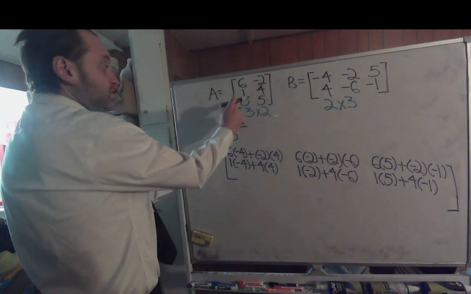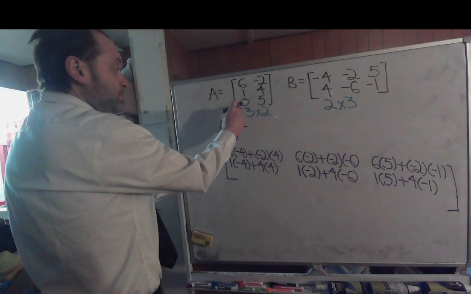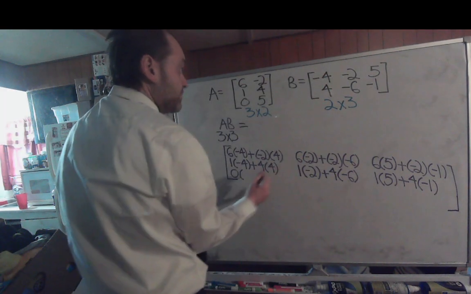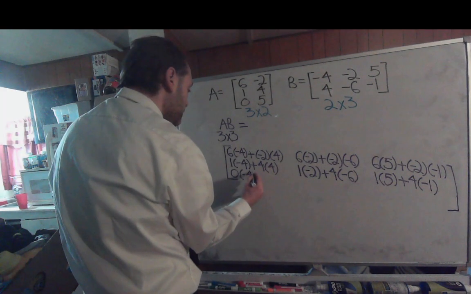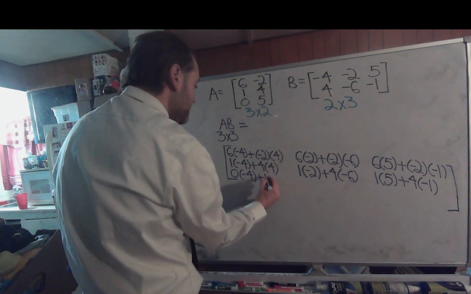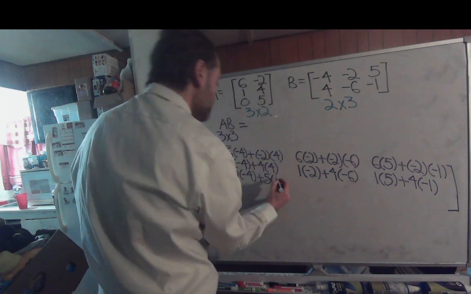So take the first number in the third row, which would be 0, times the first number in the first column, which would be -4, plus take the second number in the third row of 5, times the second number in the first column of 4.